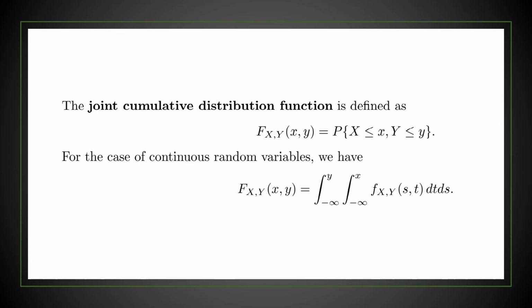If you want to find the joint cumulative density function, we are interested in finding capital F. By definition, we would like to find the probability of X less than or equal to x and Y less than or equal to y. So the limit must be x ranging from negative infinity to y and y ranging from negative infinity to x.